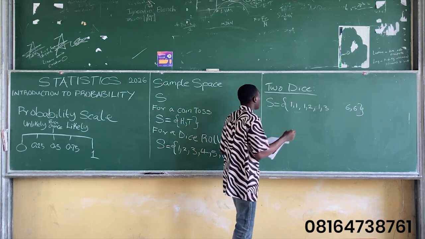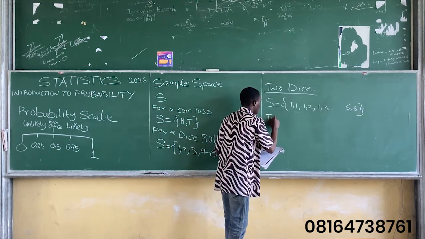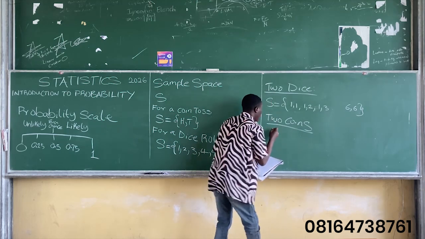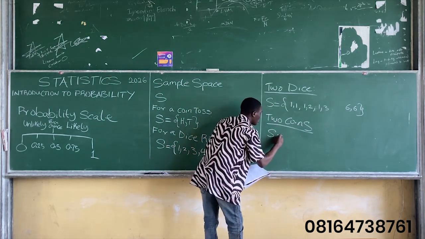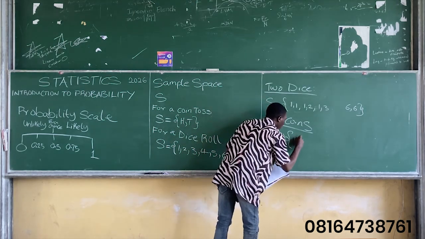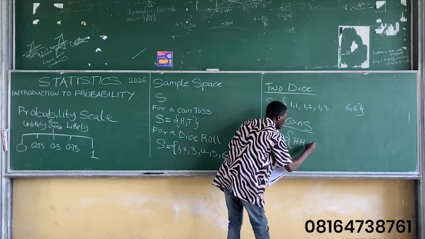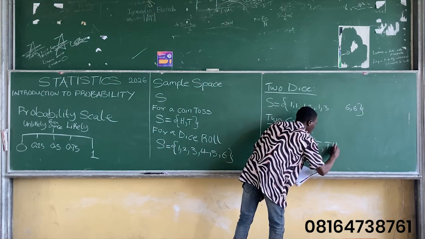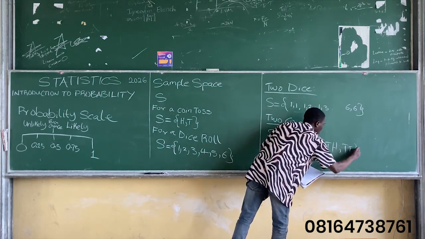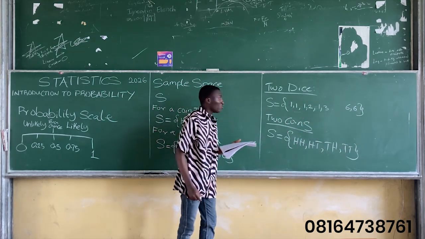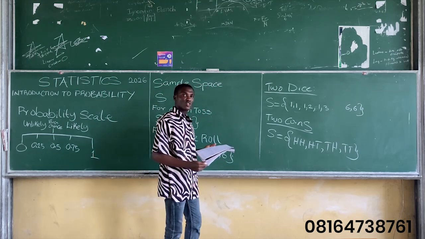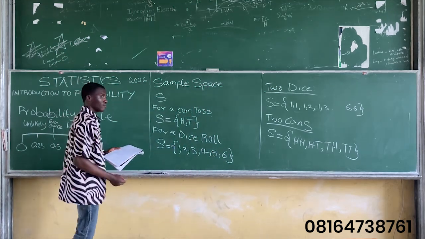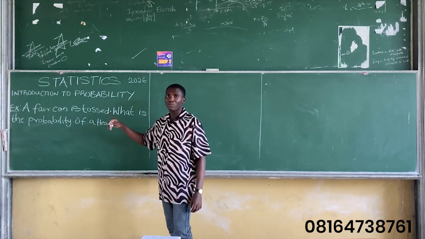Now, we'll be looking at the sample space for 2 coins. For 2 coins, we have that the sample space, we have 2 heads, a head and a tail, a tail and a head, and 2 tails. Up next, we'll be looking at an example under probability.